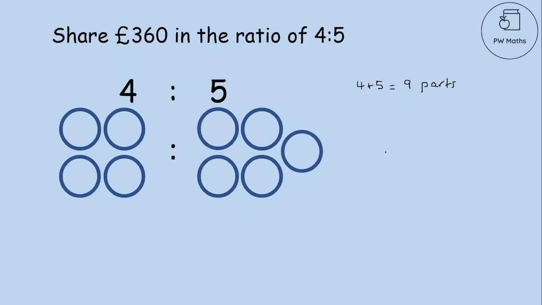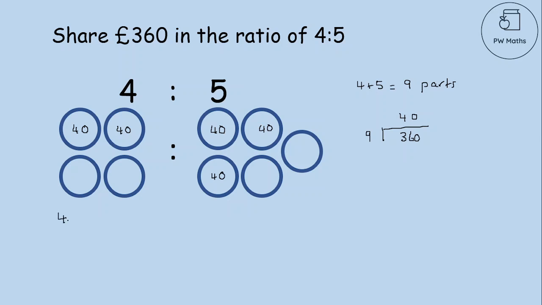Now ratio is all about being fair and sharing everything out equally, so each of these parts must be worth the same thing, no matter which side of the ratio that it's on. So I'm going to take my 360 and divide it by those 9 parts. Now 9 goes into 36 4 times, pop the 0 up there, so each of these parts is going to be worth 40. I could fill out all of the circles, but I'm not going to. They are all worth 40 each.